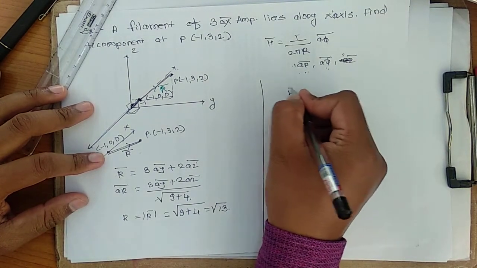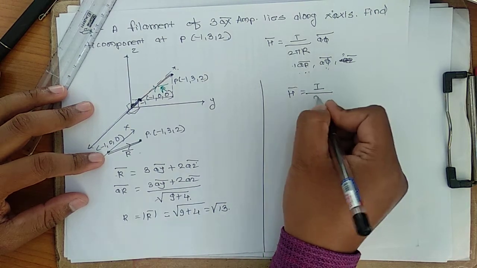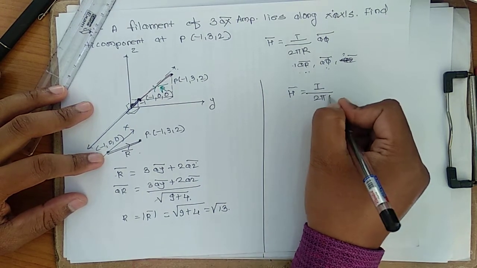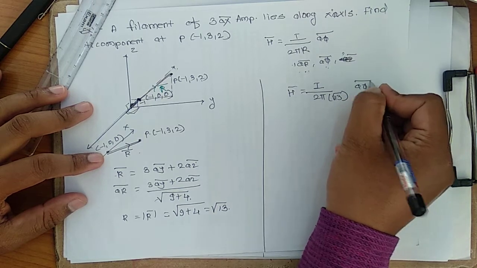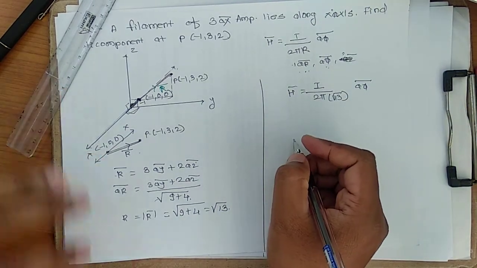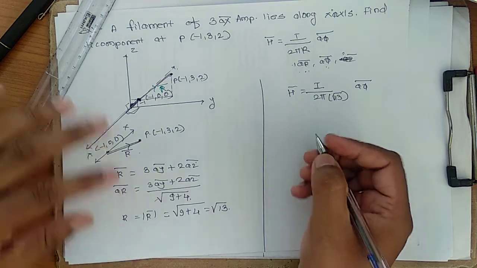Now H bar is equal to I divided by 2 pi R, where R is root of 13, A phi bar. Now how to calculate A phi bar? So that is a very tricky question for the AR bar calculation.